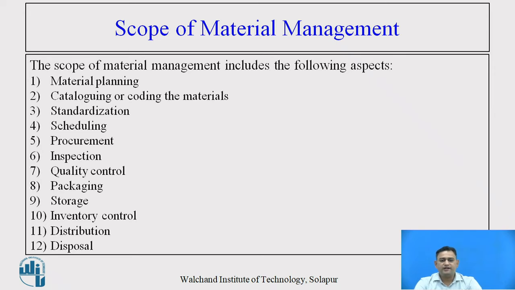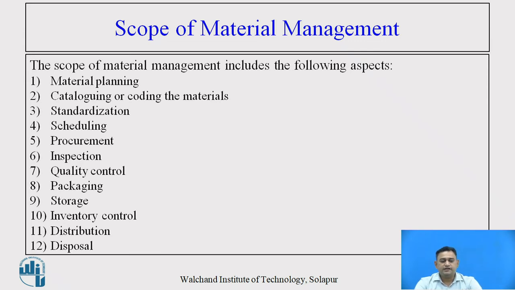Now the scope of material management. The scope of material management includes material planning, exactly what material is required, that has to be known to us, and once the material planning is done, we have to give the proper coding to them, and standardization, and scheduling of the overall purchasing of material or reordering. And once we go for the proper scheduling, we have to go for the procurement. In the procurement, once the material reaches your door, we have to go for the inspection of what? Inspection of the quality and quantity, which is much more important.